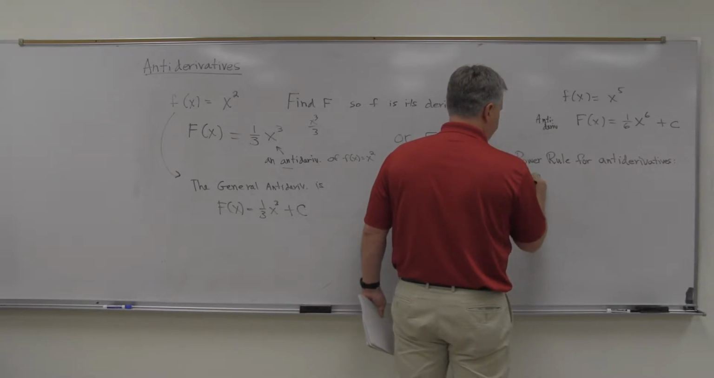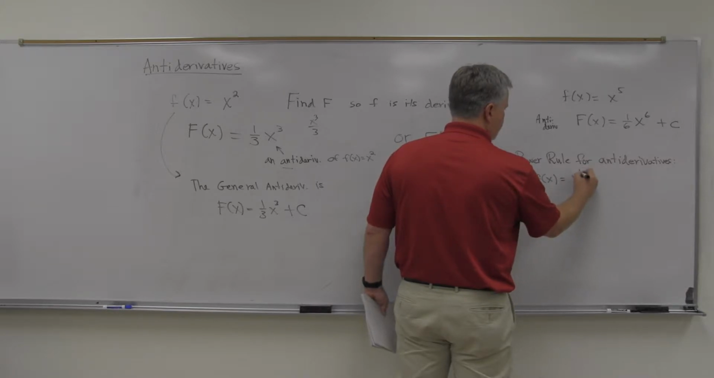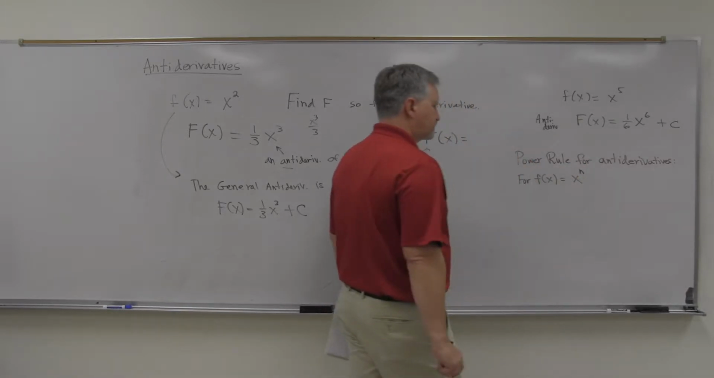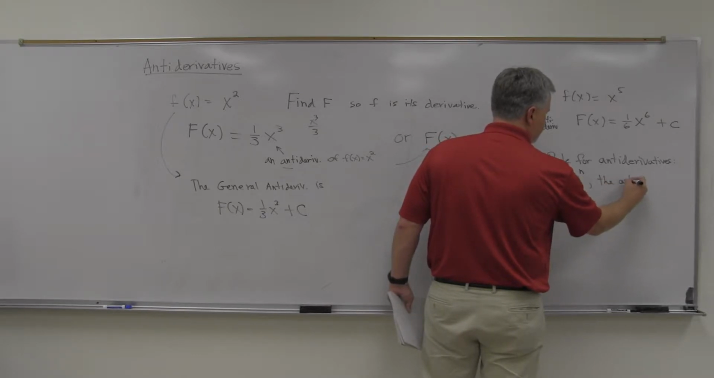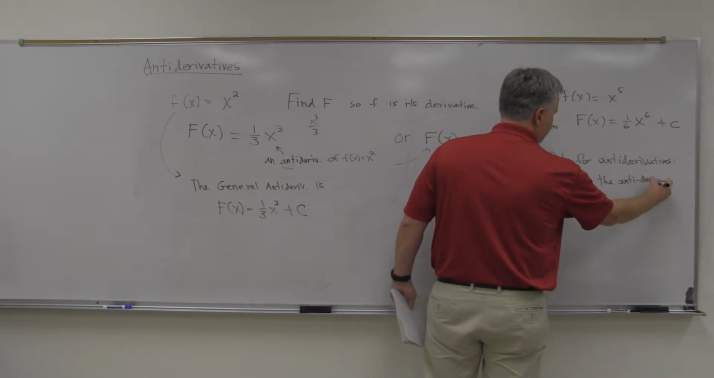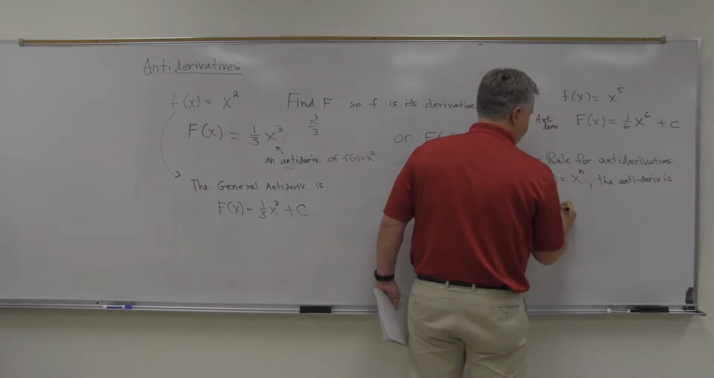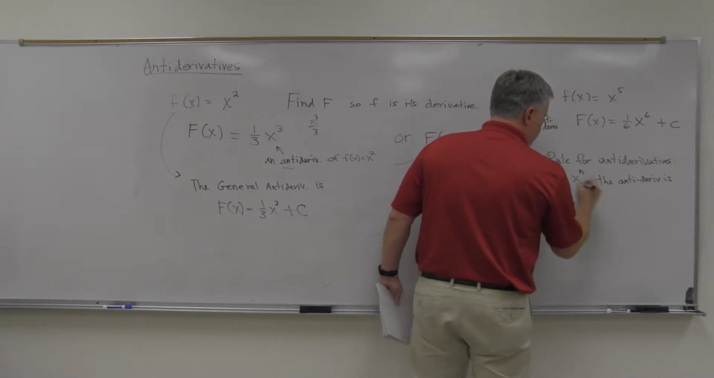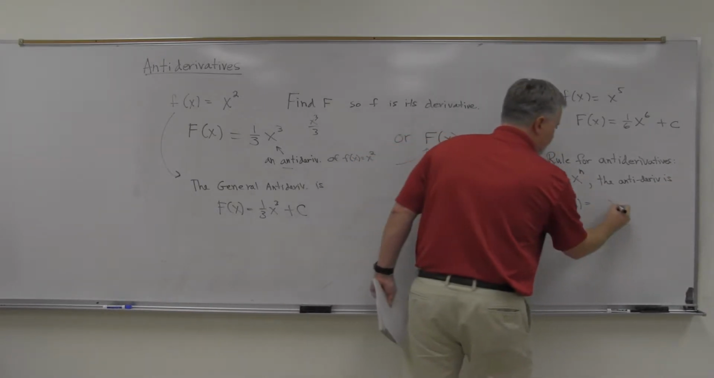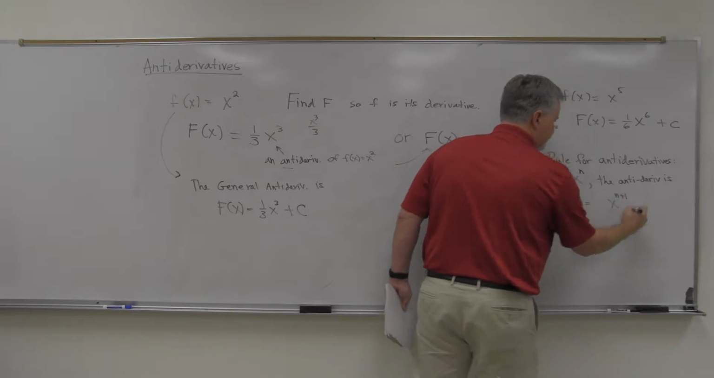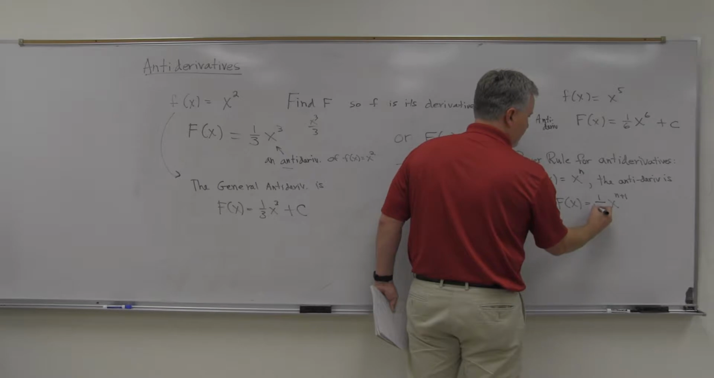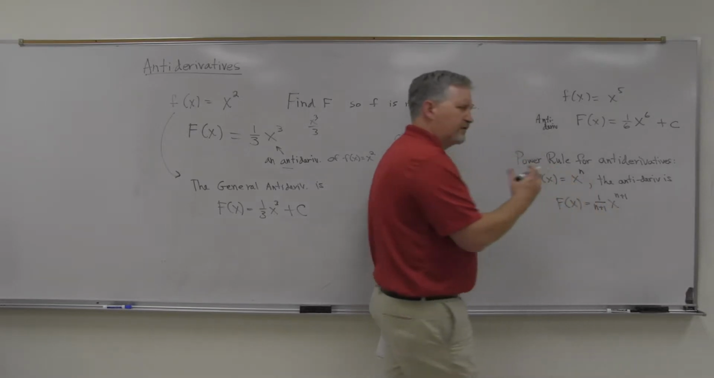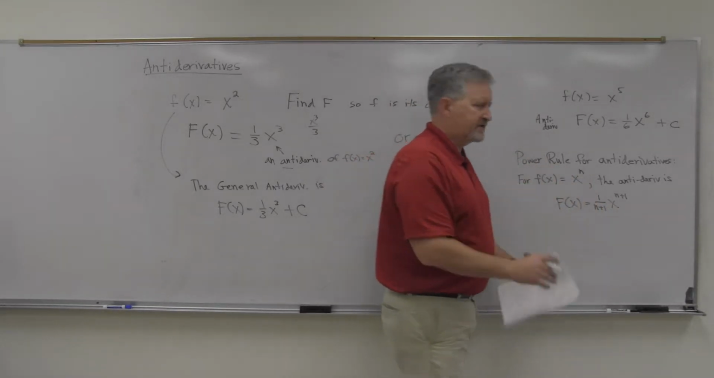For f of x equals x to the nth power, the antiderivative is big F of x equals, so I add 1 to the new power, and then divide, so to speak, by that new power. And that's kind of another difference between derivatives and antiderivatives.